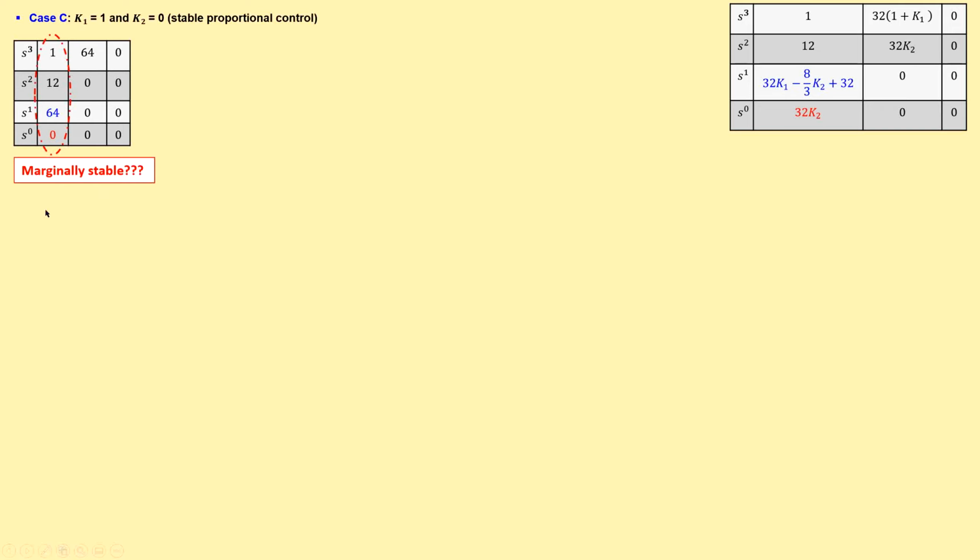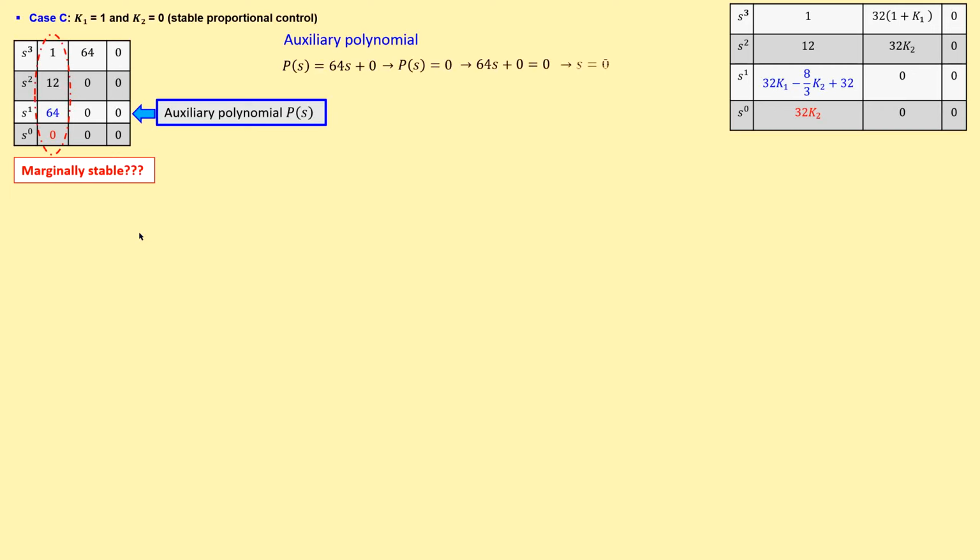Let's check that. Again, we check the auxiliary polynomial above this row, and this is actually what we have. What we can say is s to the power 1, and we will have 64s plus 0. So P(s) will be 64s plus 0. If I now equate it to 0 and calculate what the value of s must be, that is just 0. So we have a pole actually at the origin, but there's just one pole, so single pole.